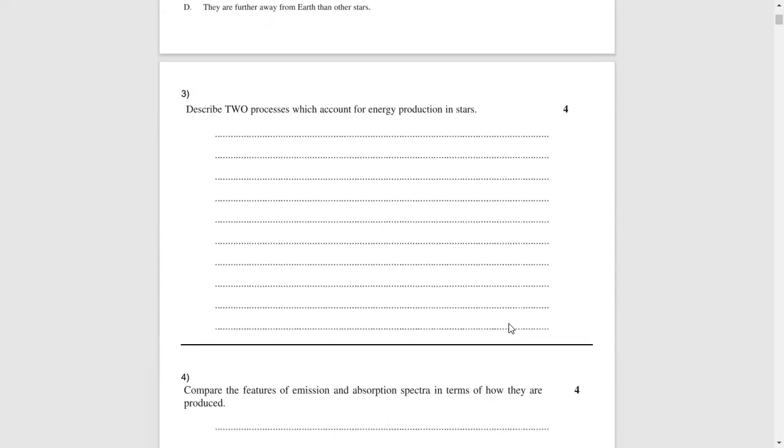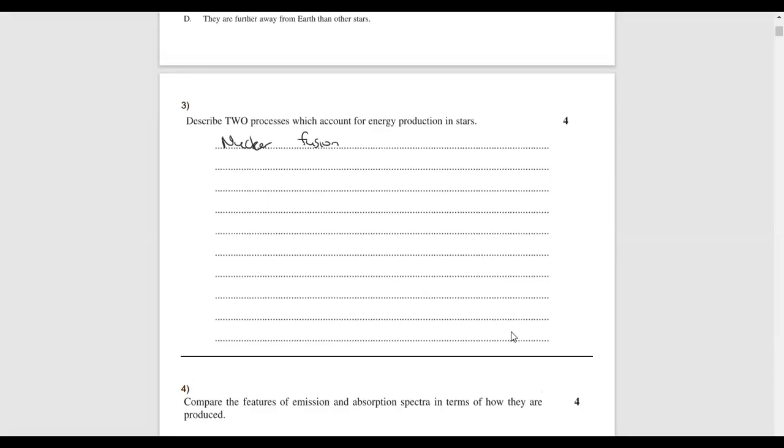Describe two processes which account for the energy production in stars. Okay, so the process would be nuclear fusion. But the two processes you would need to focus on would be the proton-proton chain and the CNO cycle, right? Now, you want to describe the two processes, okay? So firstly, we talk about nuclear fusion.